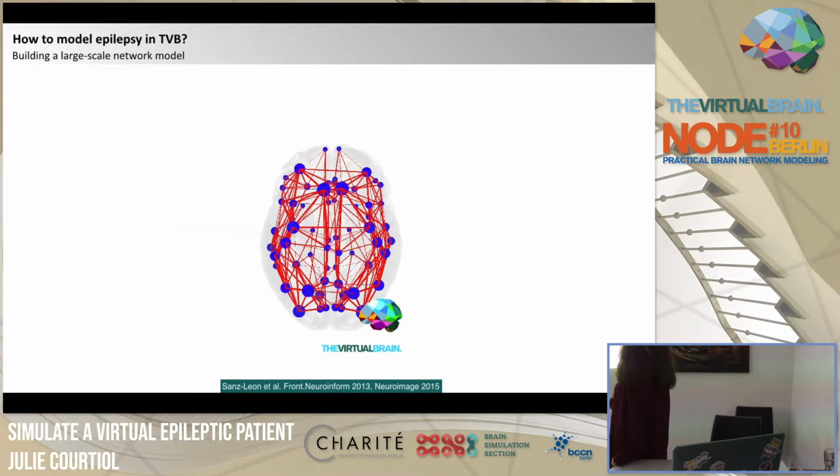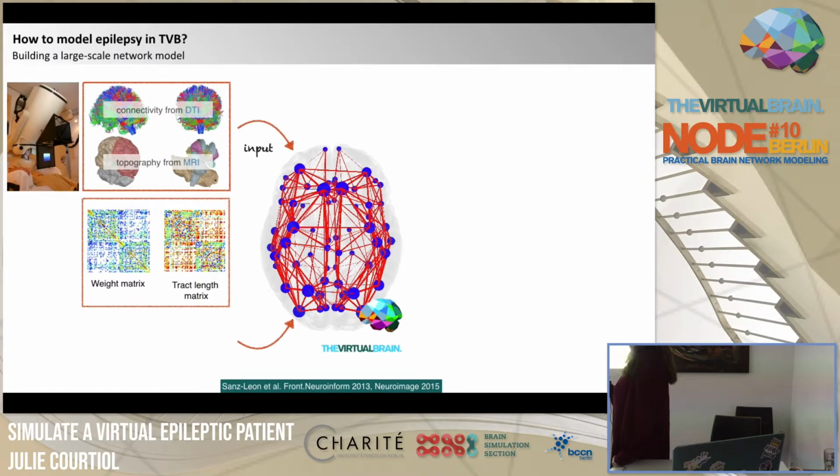So as I said, for the workflow, and as you should know now, the first step is to bring the individual data of the patient inside TVB, in particular the structural connectivity matrix.